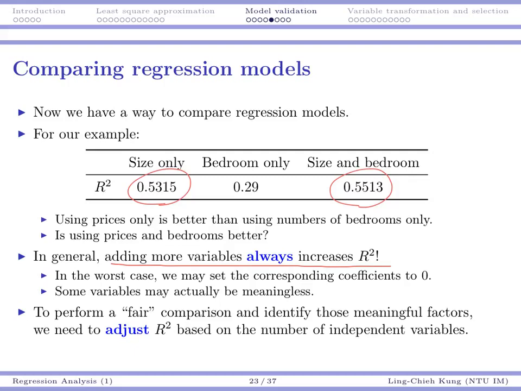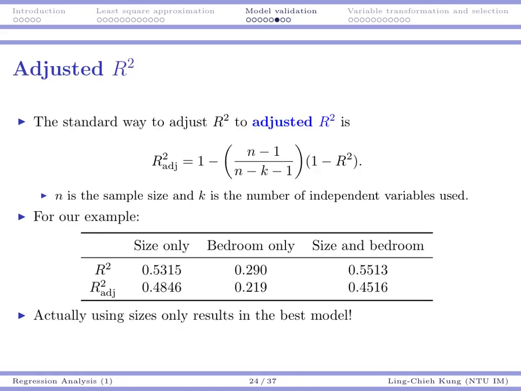And also, we know that when you include a lot of variables, some may actually be meaningless. So we need to do a few things. First, we need to perform a fair comparison and identify those meaningful factors. If we want to do that, we need to somehow adjust R-square based on the number of independent variables. When you use more independent variables, your R-square must increase. Then we need to adjust the R-square based on the number of independent variables you use. So how to do that?